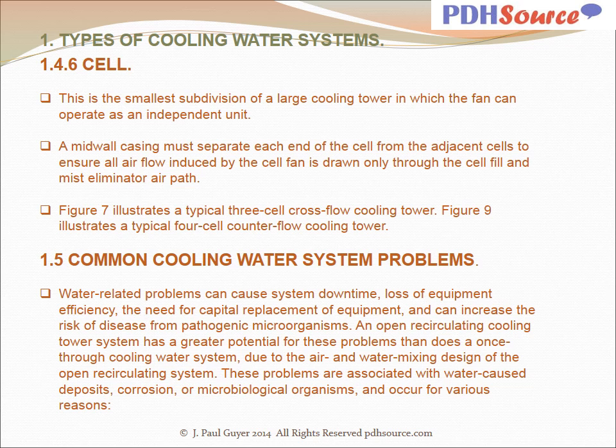Now some comments on some common cooling water system problems. Water-related problems can cause system downtime, loss of equipment efficiency, the need for capital replacement of equipment, and can increase the risk of disease from pathogenic microorganisms. An open recirculating cooling tower system has a greater potential for these problems than does a once-through cooling water system due to the air and water mixing design of the open recirculating system. These problems are associated with water-caused deposits, corrosion, or microbiological organisms and occur for various reasons.